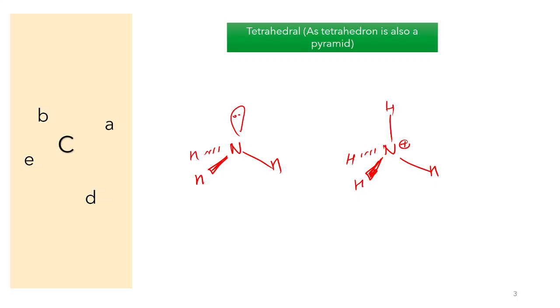then you have N positive here. But look at this shape. You join these atoms which are on the outside of the shape, and you make a shape something like this. This is a pyramid. This is also a tetrahedron in a way. But here you get a regular tetrahedron.